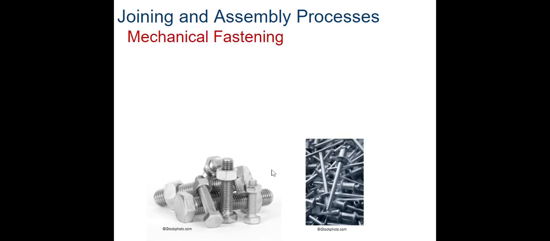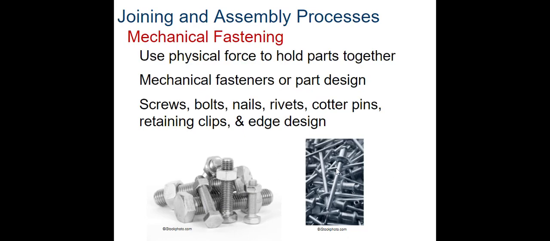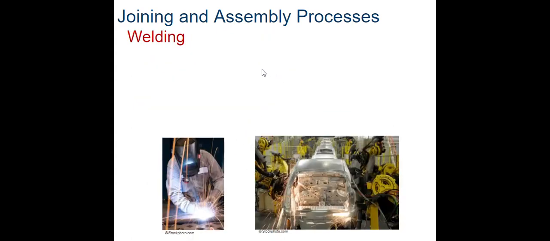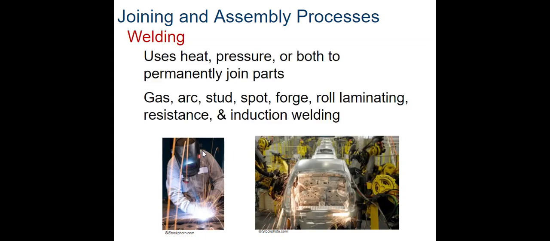Here's an example of screws, right? Mechanical fasteners can be screws or rivets. They use physical force to hold the parts together. Again, screws, bolts, nails, rivets, cotter pins, retaining clips, and edge design. Welding. Okay, welding uses heat, pressure, or both to permanently join parts, like in a car, parts of a car frame will typically be welded together. There's a bunch of different types of welding processes that can be used.